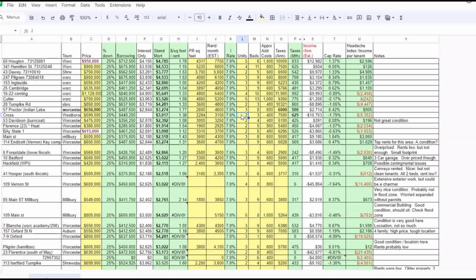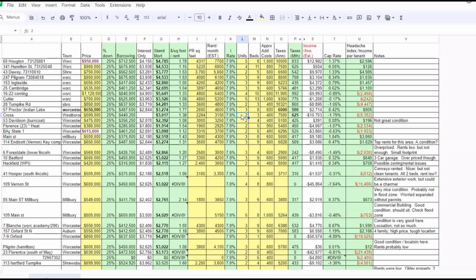So if these 2 properties had come on and I put them both in the spreadsheet, which one am I going to see first? I'm going to go see Houghton. And that's really what this is about, is that as you start to fill out the spreadsheet, you figure out which ones make the most cash and where you need to go spend your time.